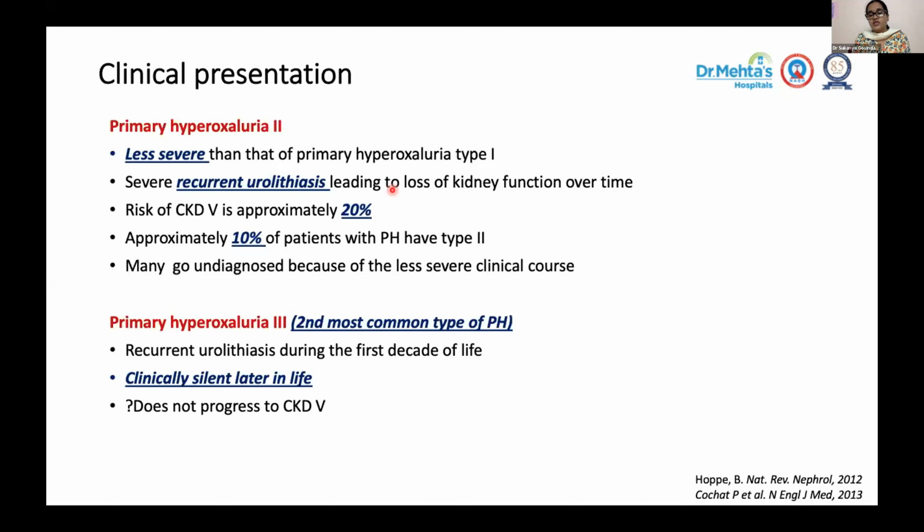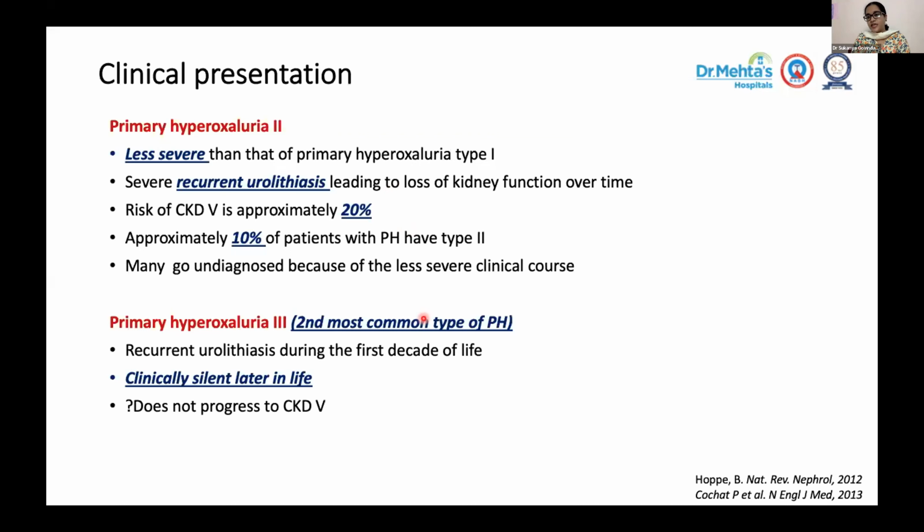Primary hyperoxaluria type 3 seems to be the second most common type of primary hyperoxaluria. It's more and more recognized now. This type is very interesting in that the urolithiasis starts very early, in the first decade of life.